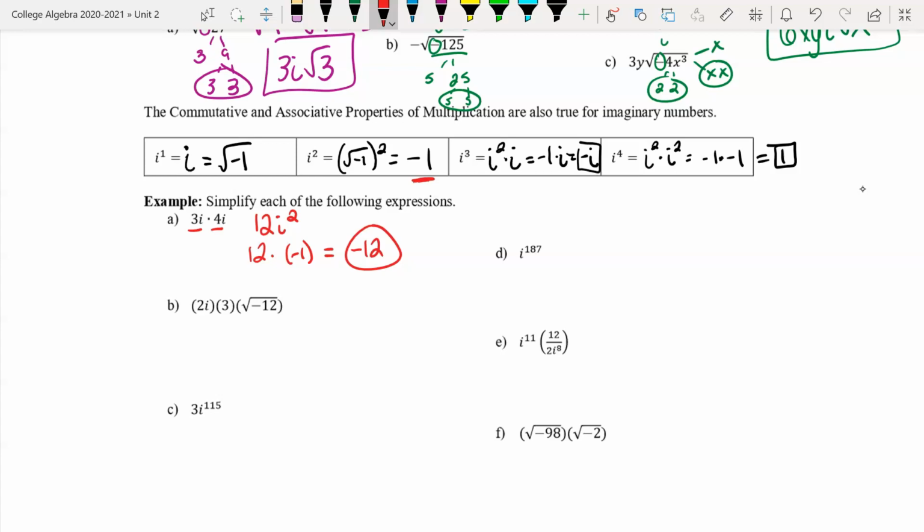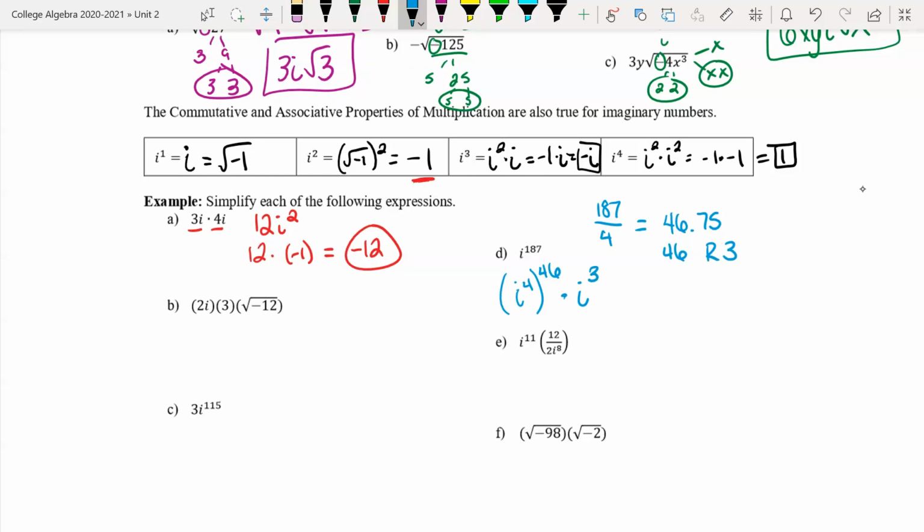If I have i to the 187, the easiest way to simplify these is you take 187 and you divide it by 4. When you do that, 187 divided by 4, you get 46.75, aka you have 46 remainder 3. So one way to think about this is I can rewrite this as i to the fourth, because I divided by 4, to the 46th power, because that's how many times I went into it evenly. Now what I have left is 3 of them, so I'm going to multiply by i cubed.